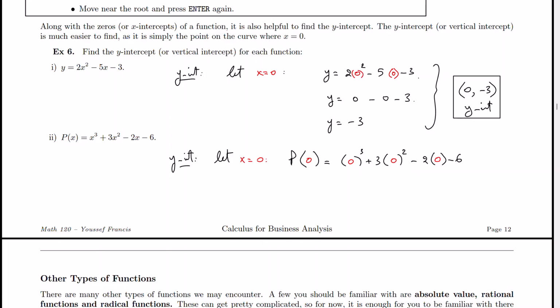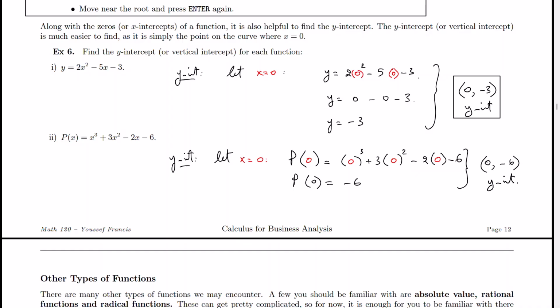As we can see, when x is equal to 0, we get 0 plus 0 minus 0 minus 6. So the total is going to be -6. And so the y-intercept is 0, comma, -6.